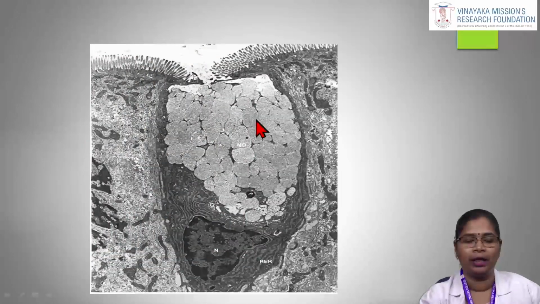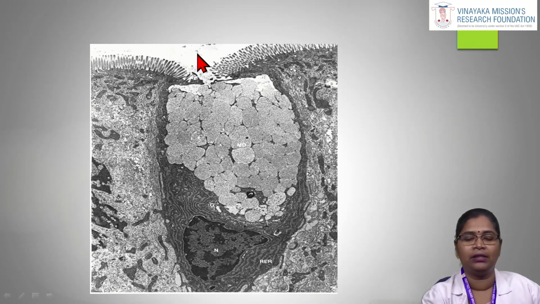This is the electron microscopic picture of the goblet cell. Here is the nucleus, and these are the mucopolysaccharide secretions that are released through exocytosis.